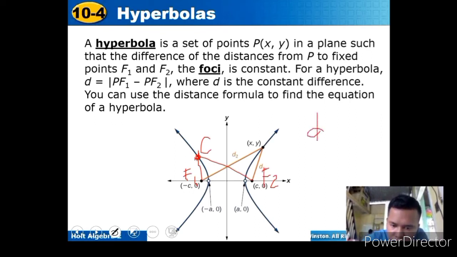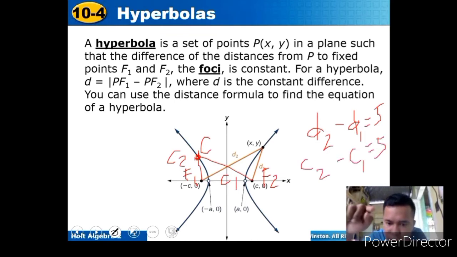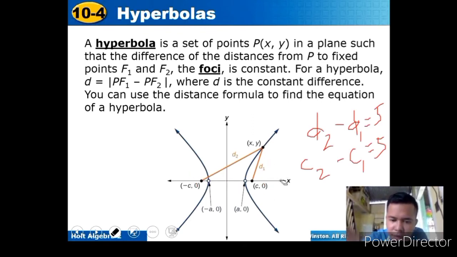So we name them D2 and D1, and their difference is, for example, 5. For the second point, we name them C2 and C1. C2 minus C1 is always equal to 5 again. So throughout the hyperbola, the difference is always constant. This 5 is just an example, so we will see what the constant difference is.